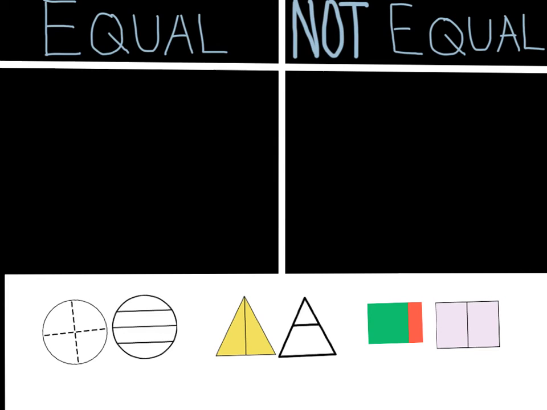Now that I have talked about dividing shapes into equal parts, it's your turn to decide if these shapes below have been divided equally. Drag each shape and put it under the correct category of if it's been equally divided or if it has not been equally divided.